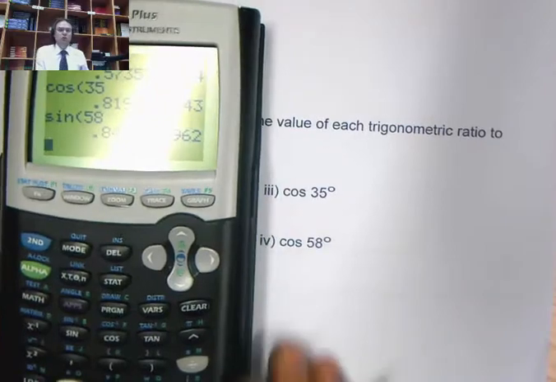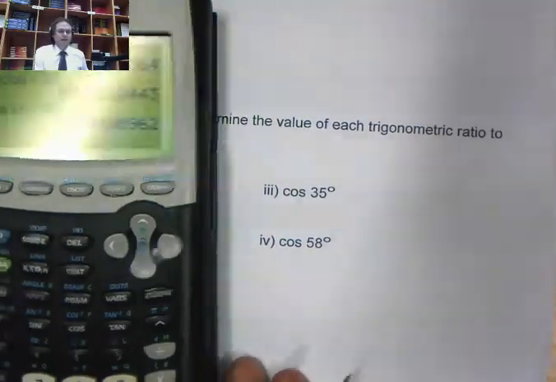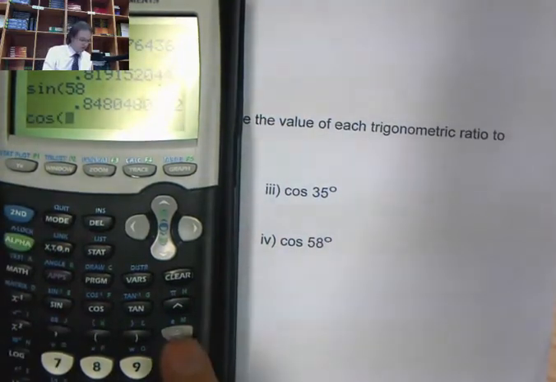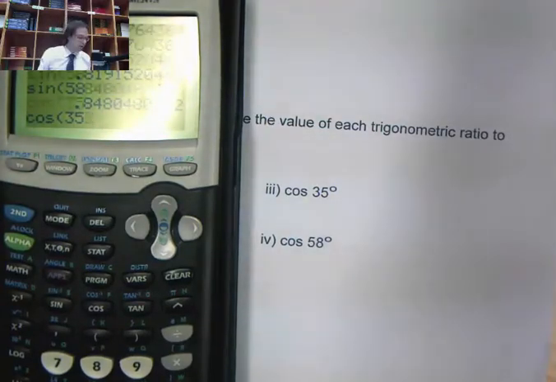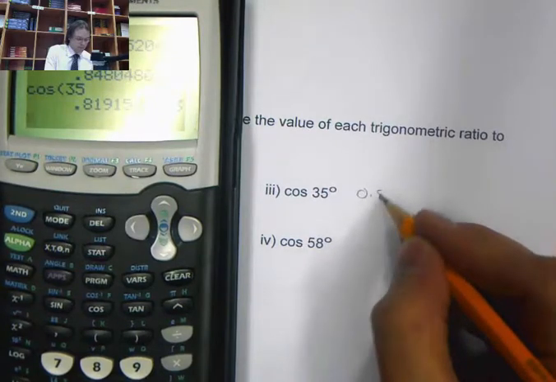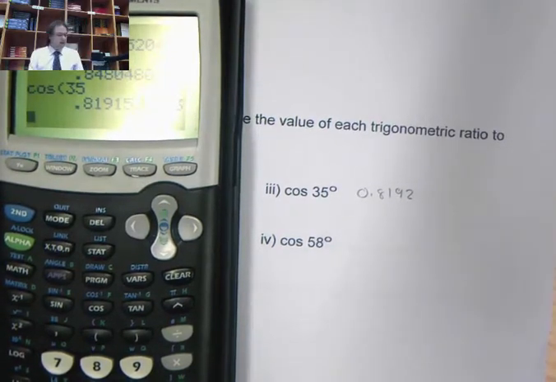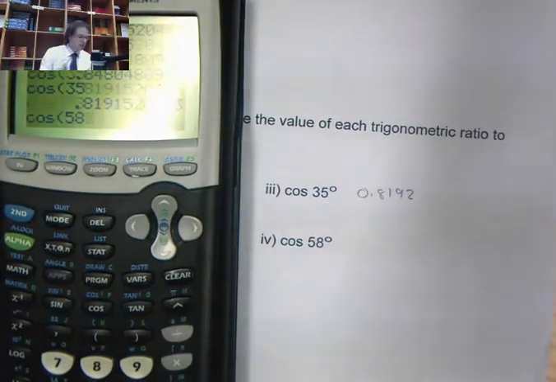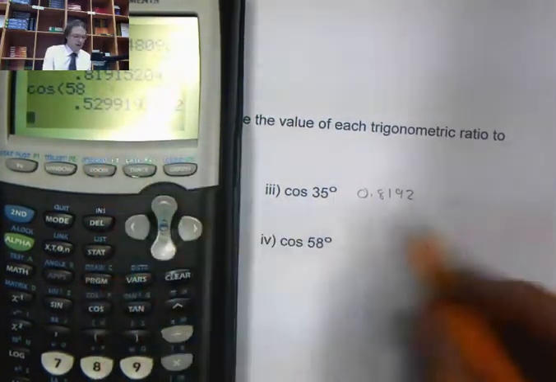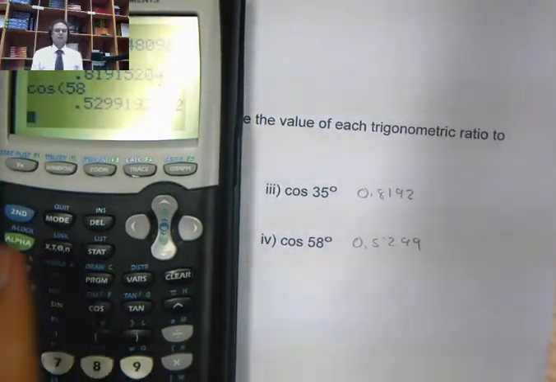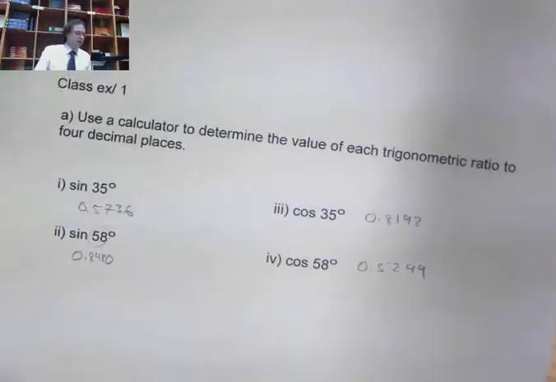Let's take a look at my next one. We want cosine of 35. I almost put in the wrong one. Good thing I read it again. I'm going to get 0.8192. And then we're going to want cosine 58. So I push cos 58, and I get 0.5299. There we go.